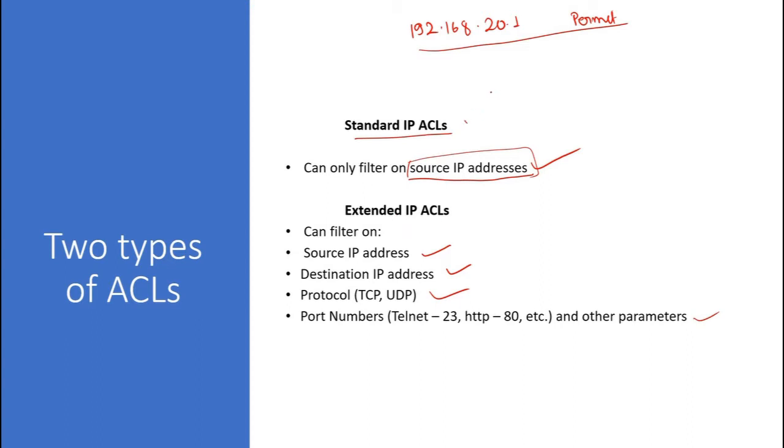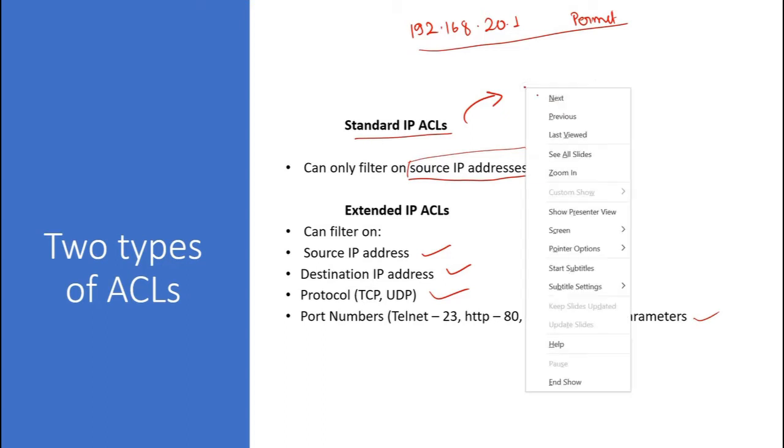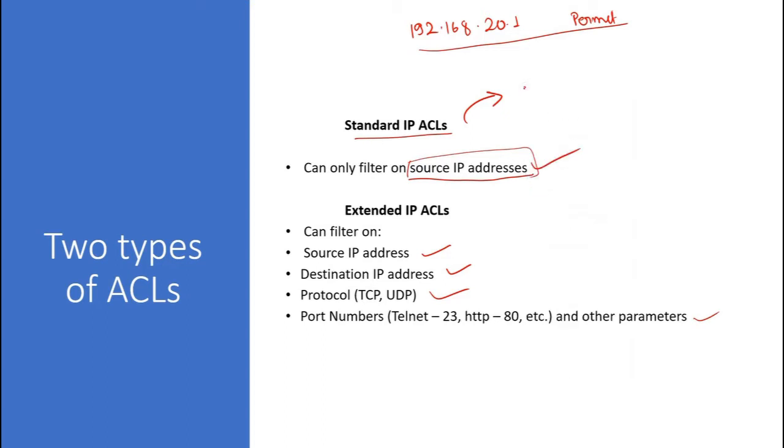In the standard ACLs, you cannot give a name. Standard IP ACLs have only numbers, right? We are just creating some access control lists, so we have just numbers only, like access control list number 10 or 11 or 15 or 92. So like that, access control lists are there.